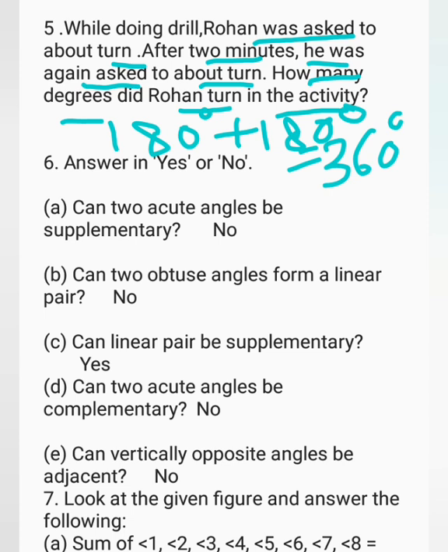Now next question. Answer in yes or no. Can two acute angles be supplementary? No. Can two obtuse angles form a linear pair? No. Can a linear pair be supplementary? Yes. Can two acute angles be complementary? No. Can vertically opposite angles be adjacent? No, because vertically opposite angles have a common vertex, but there are no common arms.